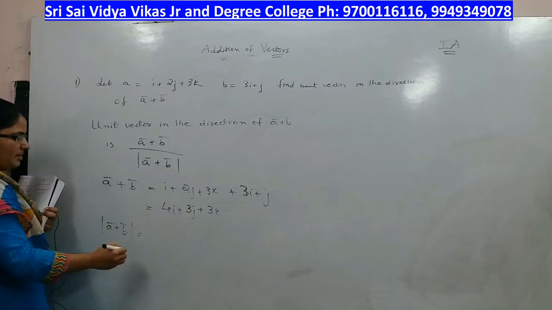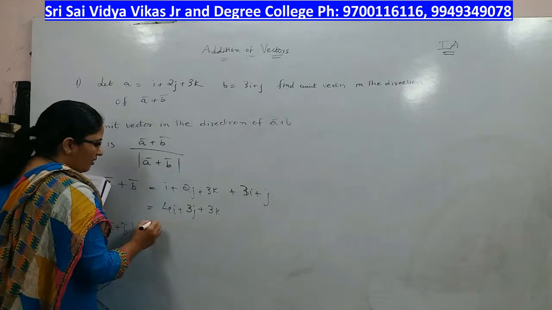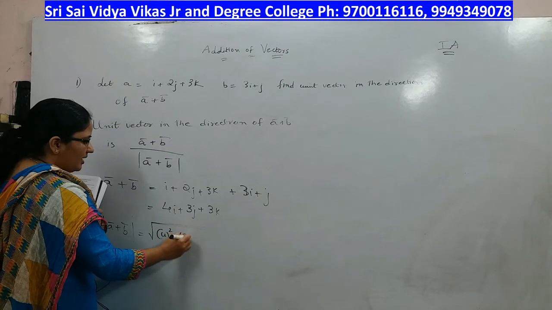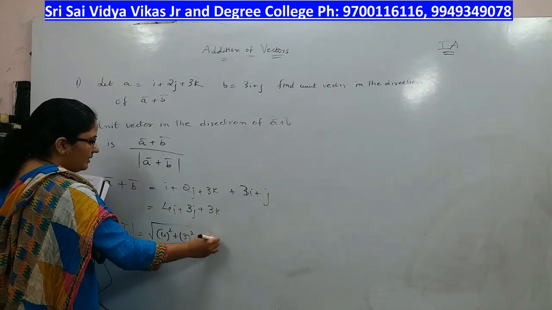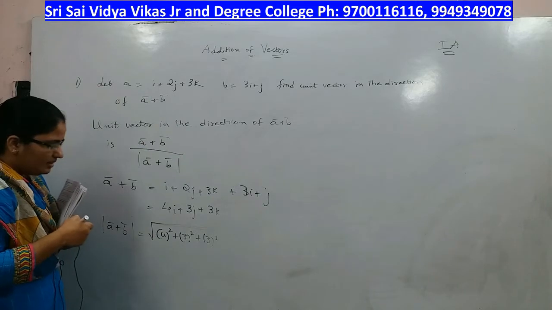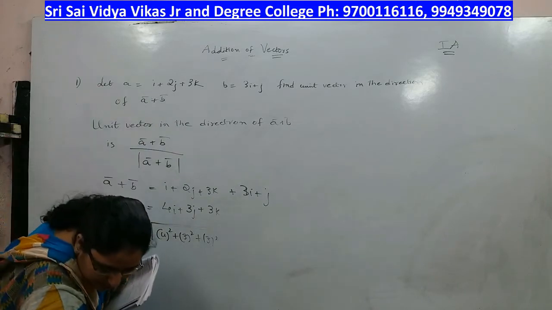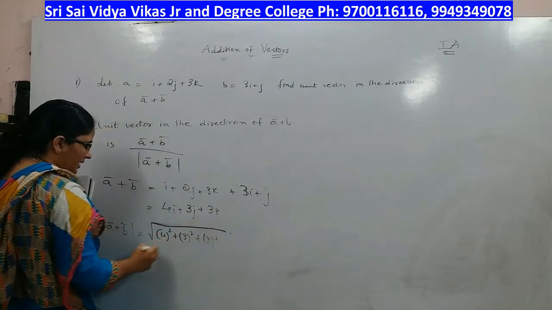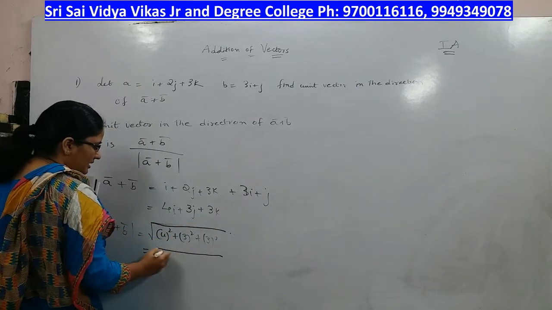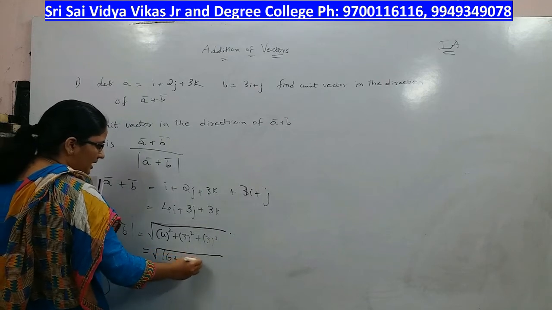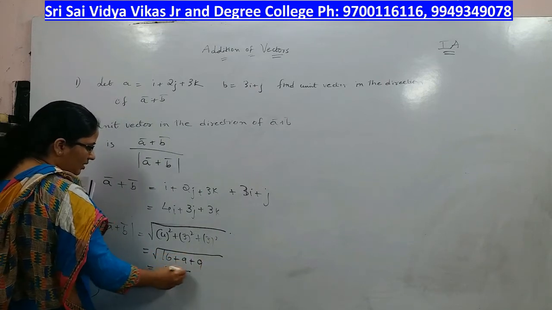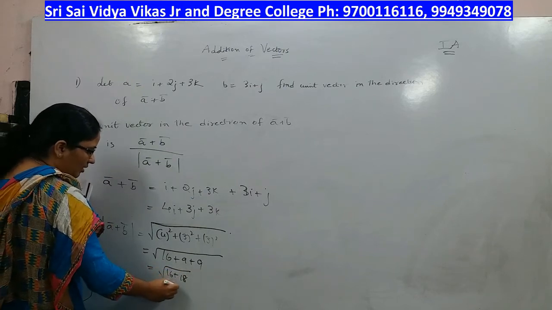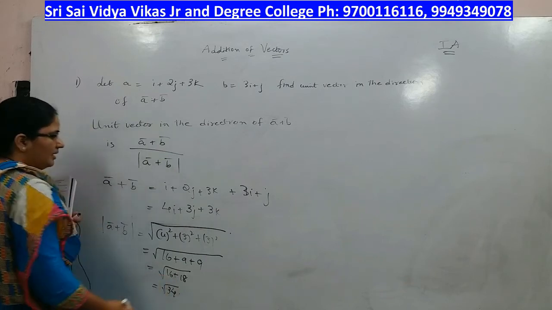Modulus of A bar plus B bar is nothing but under root of 4 square plus 3 square plus 3 square. That is nothing but under root of 16 plus 9 plus 9, that is nothing but root of 16 plus 18, that is nothing but under root of 34.